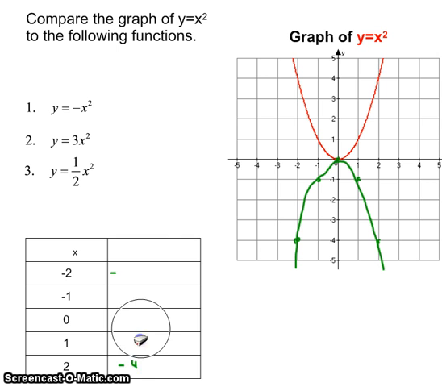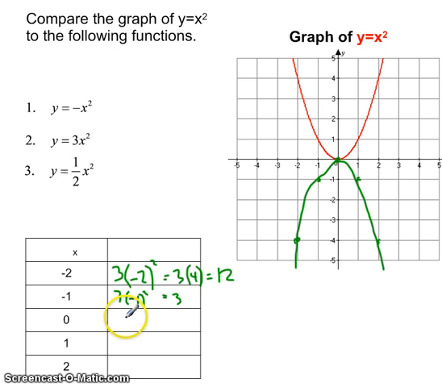Let's look at what happens when we have 3x squared. What we're doing here is we're multiplying the output by 3 after we square it. So we're taking 3 times -2 to the second power. Order of operations says that we're going to have to square -2 first to get 4, and then 4 times 3 is 12. All right, and then 3 times -1 squared. Order of operations says we square the -1 first to get 1, and then 3 times 1 is 3.